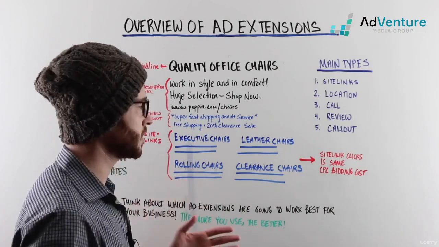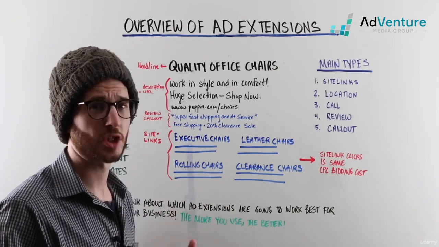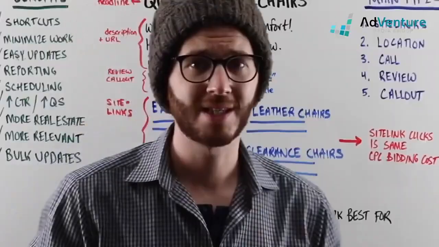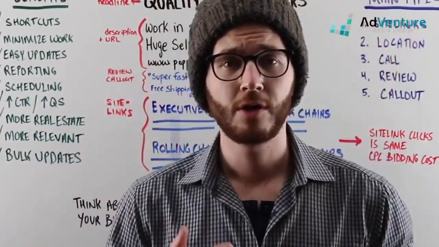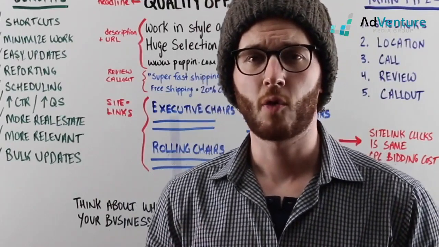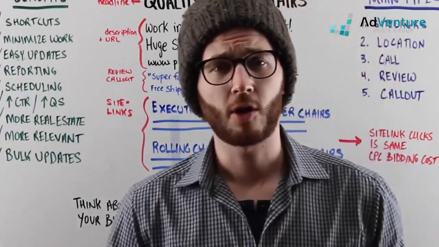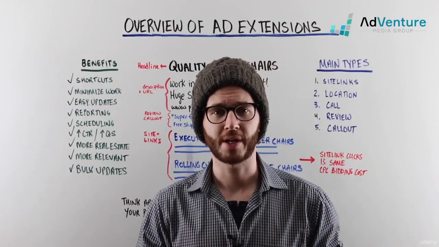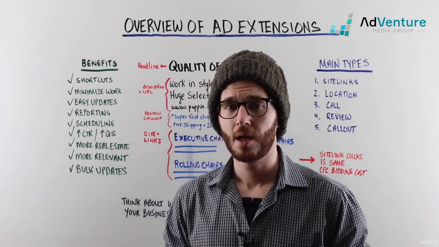And site link extensions are by far the most important and most effective type of extension for the following reasons. Site link extensions in particular provide shortcuts. They allow the user to find the information they're looking for in the most specific way possible. So for example, let's say we're showing an ad and we're bidding on the keyword office chairs or quality office chairs for sale. Okay, so someone goes to Google and they search for quality office chairs for sale.